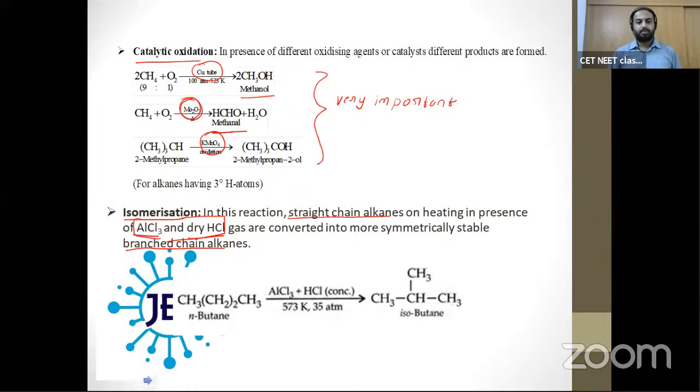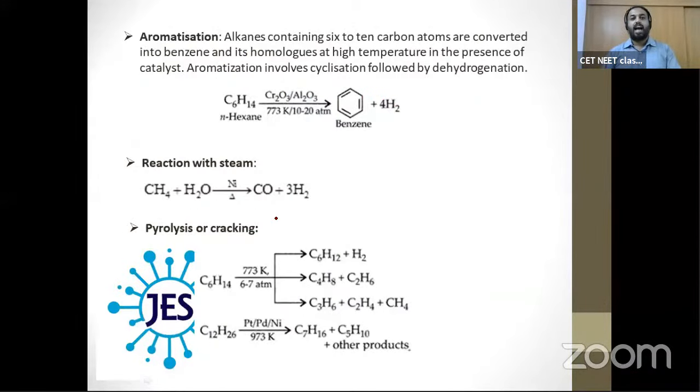Next, aromatization. Aromatization is another process wherein a normal alkane upon heating with chromium oxide and aluminum oxide will undergo two events. It cyclizes, at the same time hydrogen is also lost. It gets converted to a cycle or a ring, and hydrogen is also lost to give you this aromatic compound, benzene. Benzene is the aromatic compound you get here. Yes, this is called aromatization, converting an alkane into an aromatic compound.